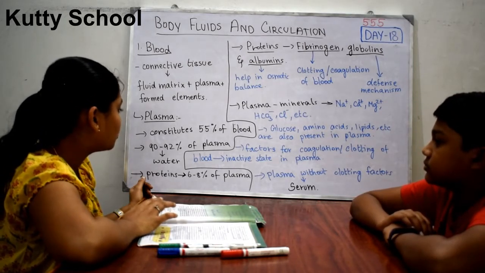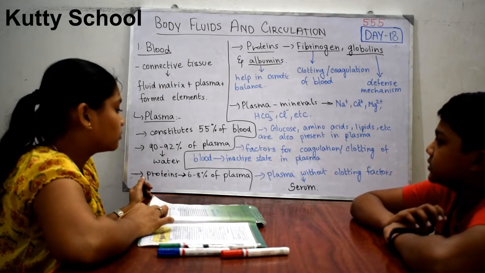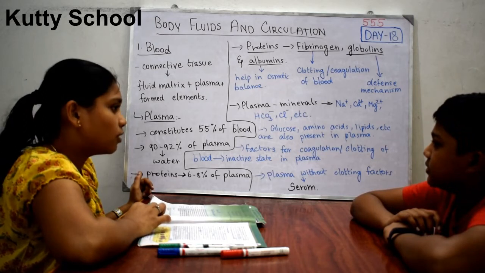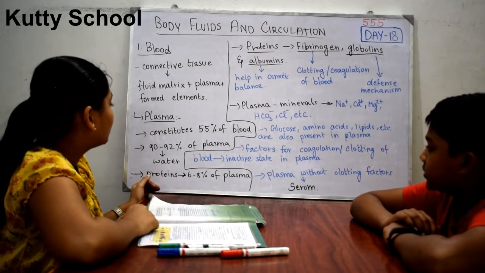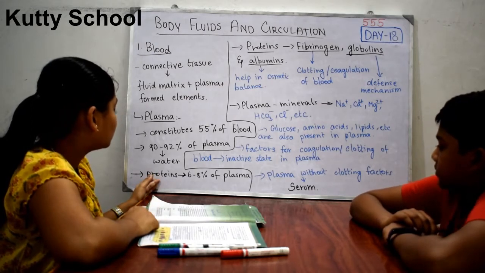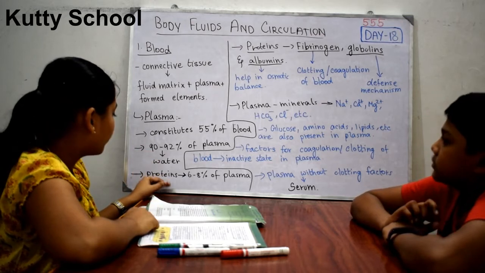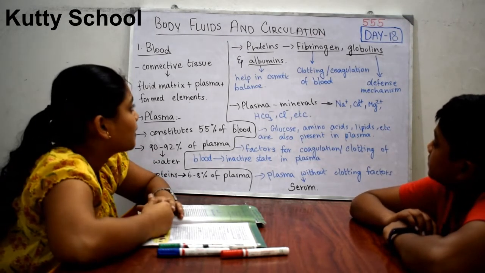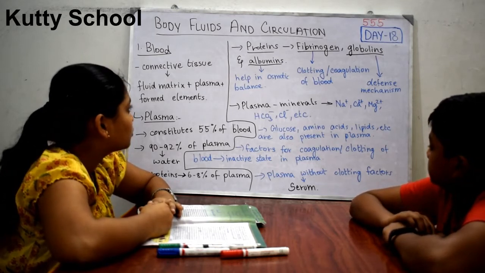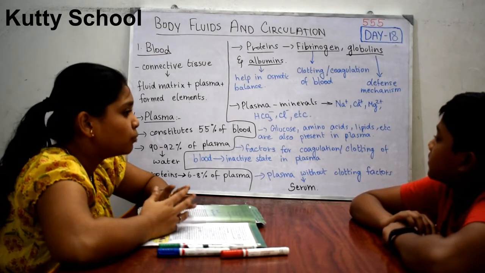In this plasma, 90 to 92% is water. Proteins constitute 6 to 8% of plasma. These proteins are fibrinogen, globulins, and albumins.